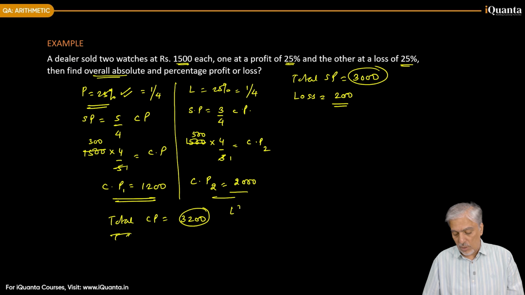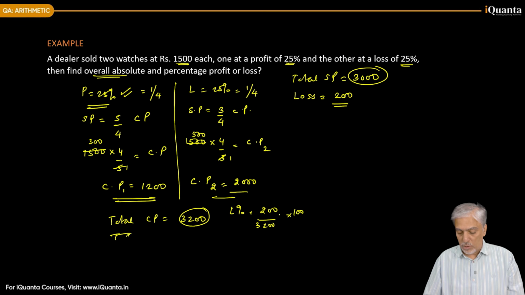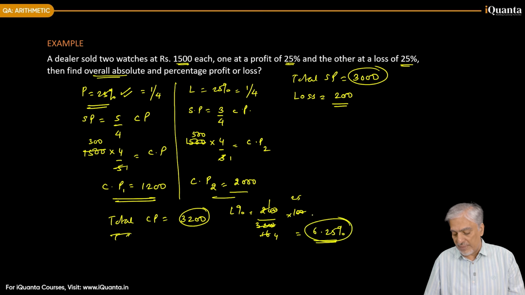Loss percent is loss upon cost price. So loss is 200 upon your cost price 3200 into 100. If you solve this out, you will get two zeros cut out over here. Two ones are 2, 16s are. Cut 4, 4 25s are. And the final answer will be 6.25%. The net loss is 6.25%.